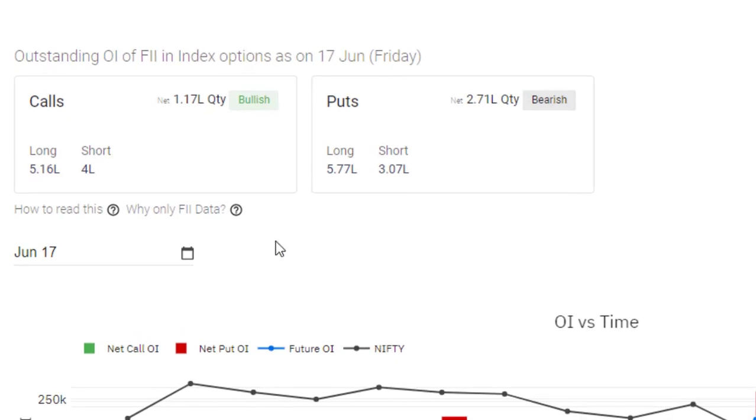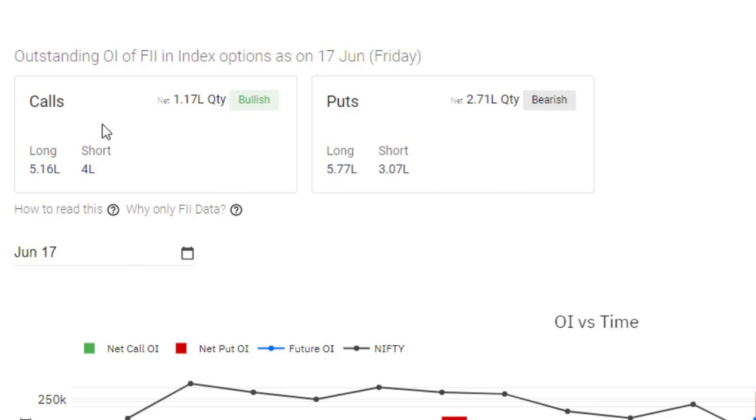So what you can see here on the left is the outstanding open interest of FII in index options. This means both Nifty and Bank Nifty. What outstanding open interest means is that so far for this month, June expiry, this is the kind of calls and this is the kind of puts that they have been adding, and it's the existing open interest in the market.